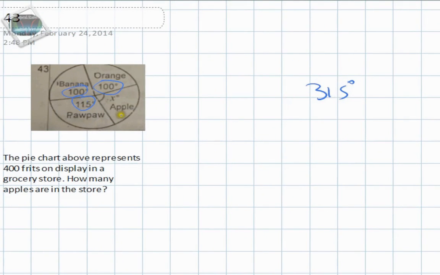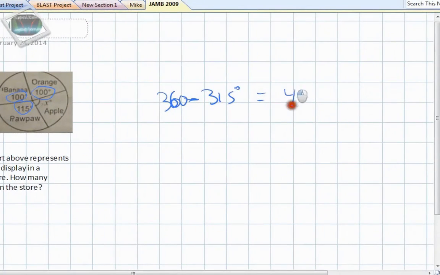And it's pretty easy to tell that the degrees of the apple on the pie chart will be 360 minus 315. So that'll be 45. Okay, and it's out of 360 degrees. So this would give you your percentage of how many are apples, okay? And then you can use that and multiply by the 400 fruits total. Sorry, I misspelled the word fruits there. So if you multiply these two numbers, that should give you how many are apples, right?